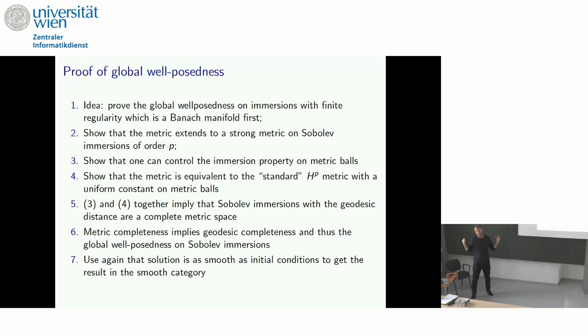Once you have this, you are done, because once you have this, you get metric completeness. Since you have a strong Riemannian metric and metric completeness, you have the one statement of the theorem of Hopf-Rinow that still is true: you get geodesic completeness. Then you use again the Ebin-Marsden trick and get geodesic completeness in the smooth category.